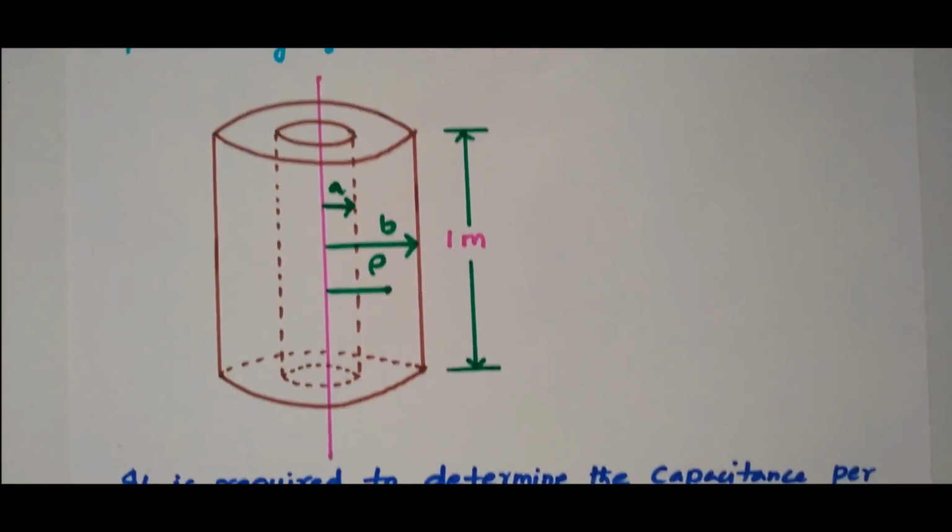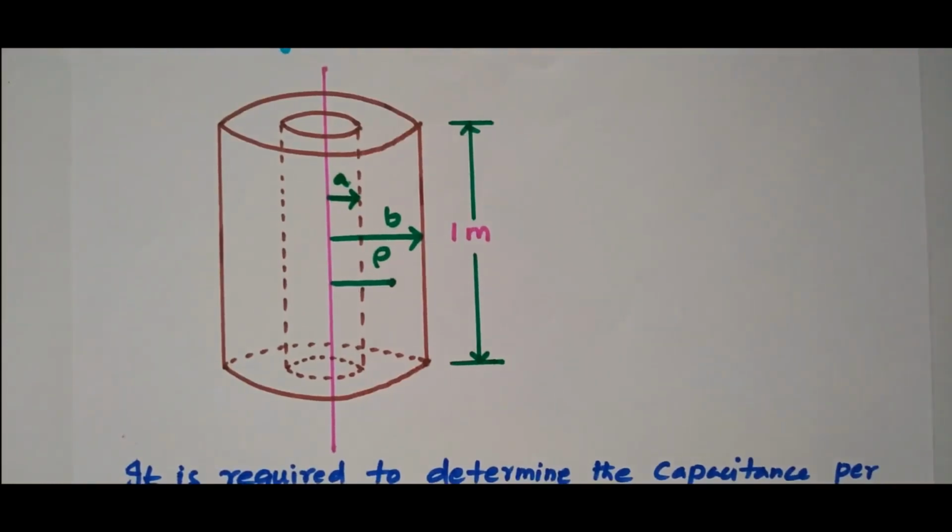Now refer to this diagram. This is the inner cylinder with radius A. This is the outer cylinder with radius B, right? We have taken 1 meter length of the cylinder. So the inner cylinder radius A, outer cylinder radius B, and the height of the cylinder is 1 meter. For calculation purpose, we consider one Gaussian cylindrical surface with radius rho meter, that is in between A and B. In between A and B, one imaginary Gaussian cylindrical surface is taken, that is the radius is rho meter, right?